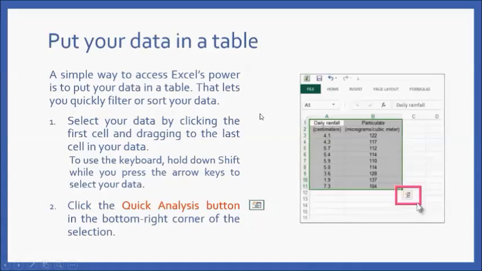So put your data in a table. A simple way to access Excel's power is to put your data in a table. That lets you quickly filter or sort your data. First, select your data by clicking the first cell and dragging to the last cell in your data. To use the keyboard, hold down Shift while you press the arrow keys to select your data. Then click the Quick Analysis button, this is the icon, in the bottom right corner of the selection.